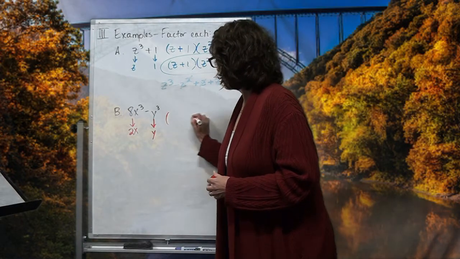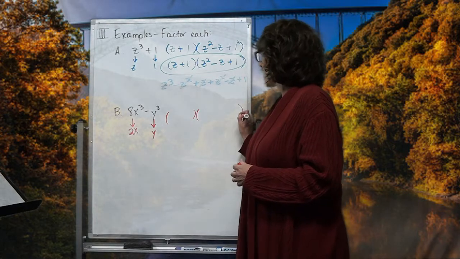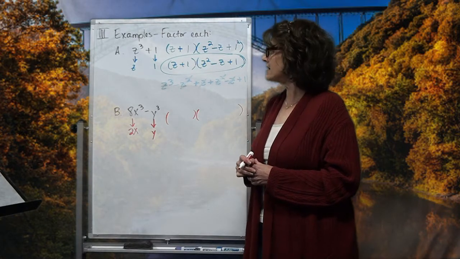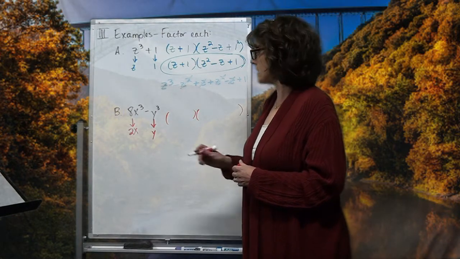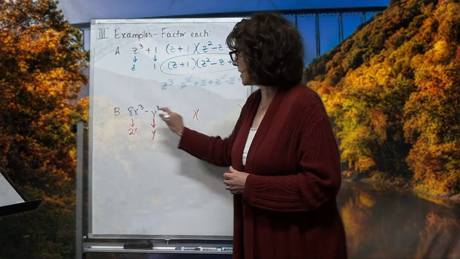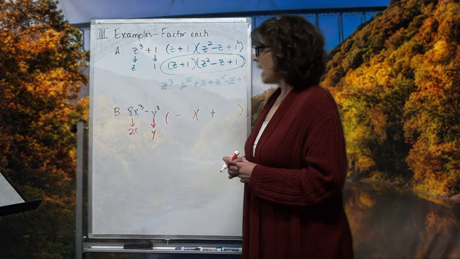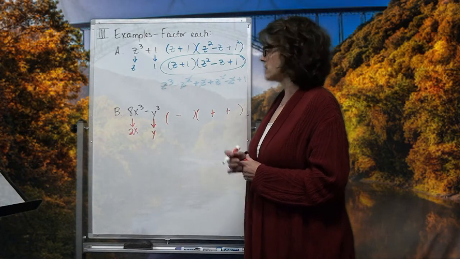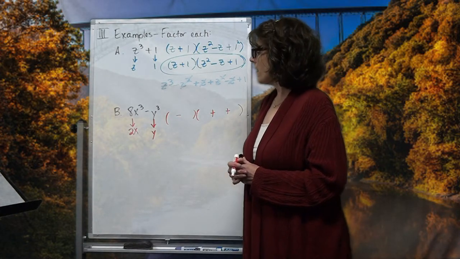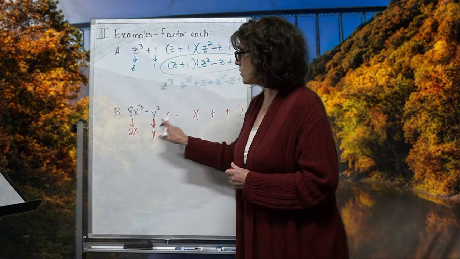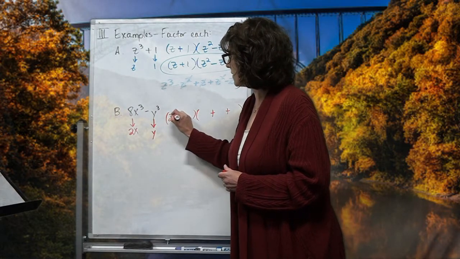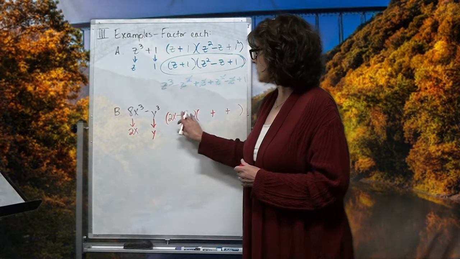So I'm going to set up my binomial and my trinomial. I'm going to fill in my signs with that cube of soap. S stands for same, so I'm going to carry that sign over. O stands for opposite, and AP stands for always positive. Now I'm going to fill in my slots. The cube root of this goes here, so my 2x goes right here. The cube root of this goes here.